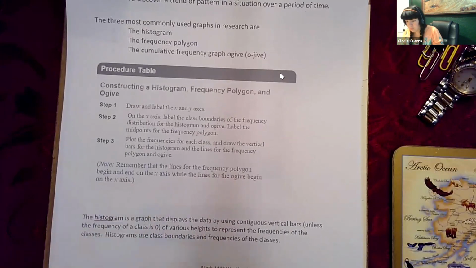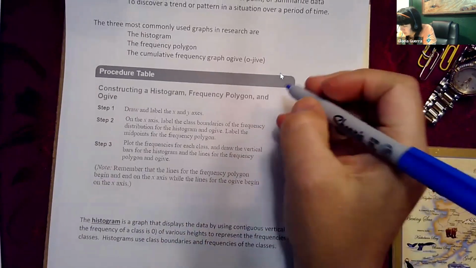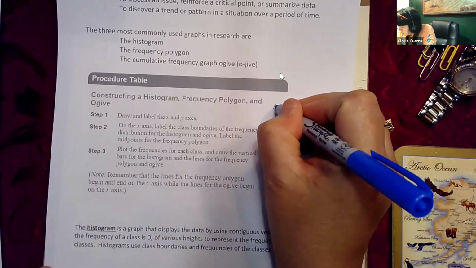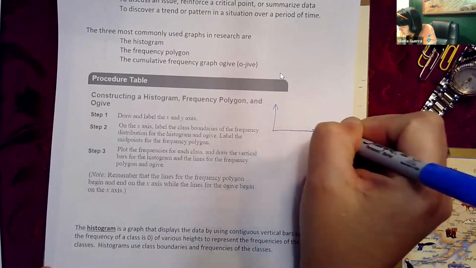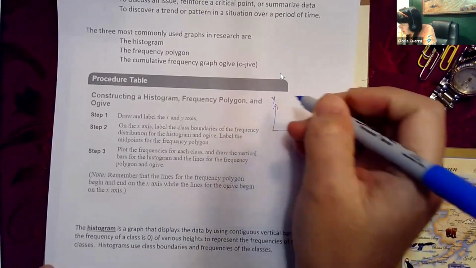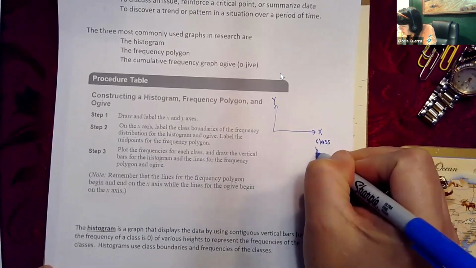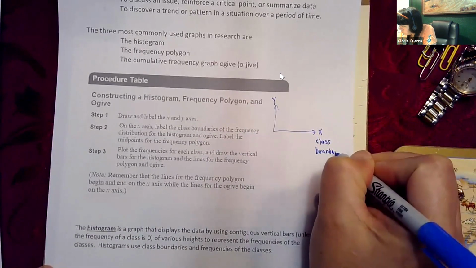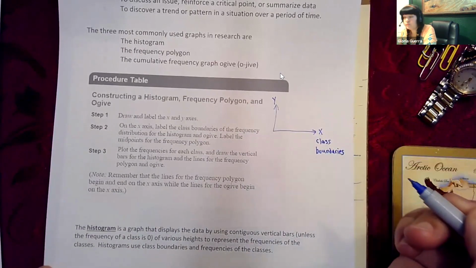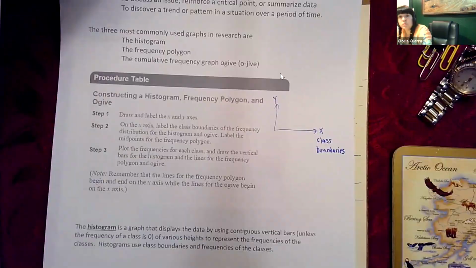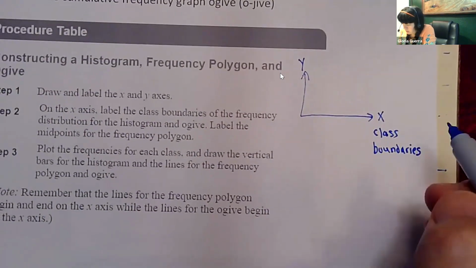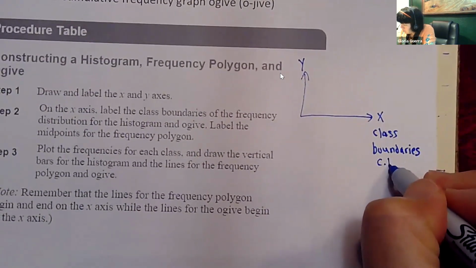Okay, so I'm going to summarize that paragraph, and I'm going to draw some pictures here. They were first talking about the histogram, so I'll sketch a histogram here. Here's your x-axis, here's your y-axis. And they said that the x-axis consists of the class boundaries. I'm going to put CB for class boundaries.